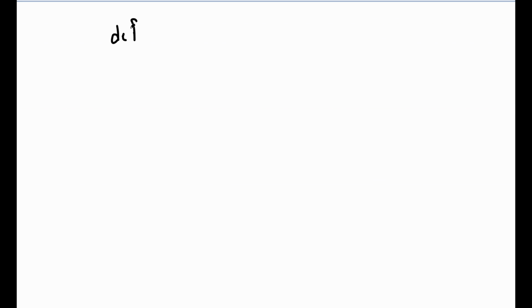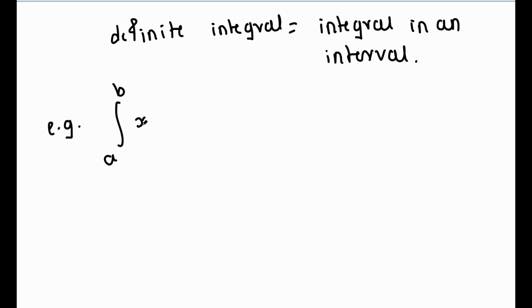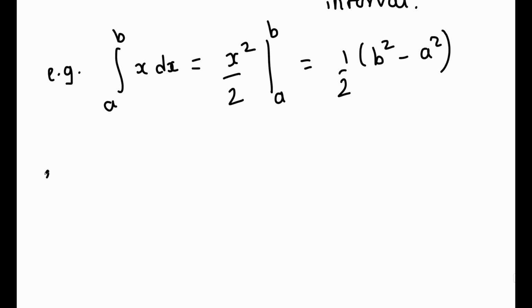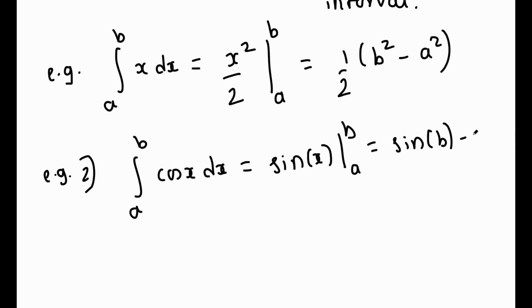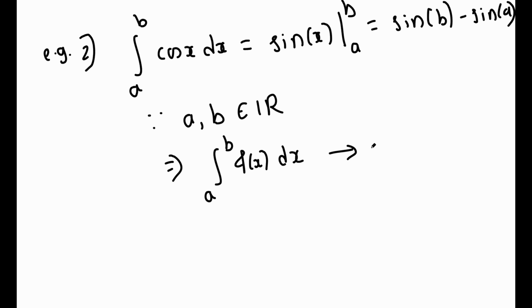The definite integral is basically integration in an interval. In this case, it's from x equals a to x equals b. To give an example, consider the integral x dx evaluated from x equals a to x equals b. This evaluates to b square minus a square by 2. Another example is that integral of cos x dx from a to b evaluates to sin of b minus sin of a. Therefore, the answer of a definite integral is always a number.